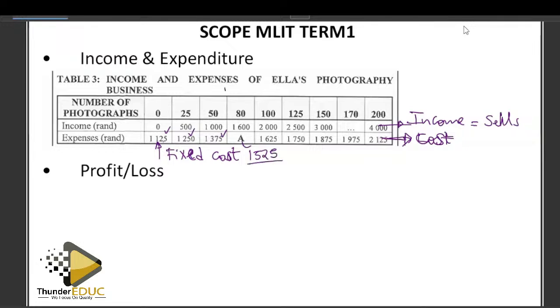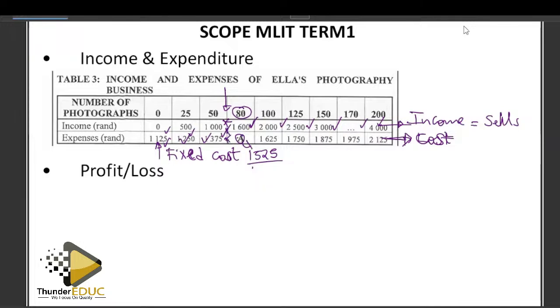That means the break-even point was before this. Why? Because here the expenses were above. Then here it dropped. Now the income is greater than the expense. So the person has begun making profit. You see now that the income is bigger than the expense, simply meaning the person has begun making profit. So the break-even point happens before the 80, when you're on the table.